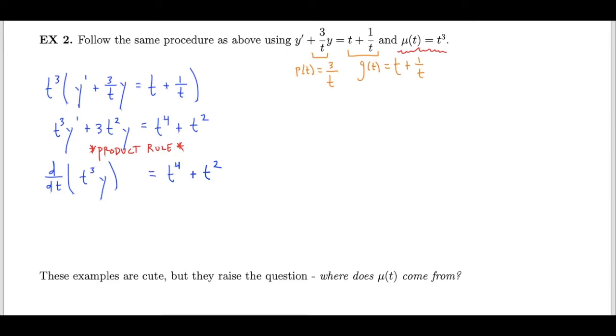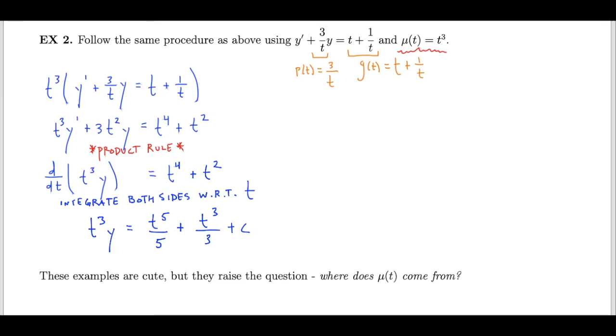Next, as we saw in the previous example, I'll integrate both sides with respect to t. Here I've gone ahead and just evaluated both of the integrals. On the left, we said that the integral with respect to t will cancel this derivative with respect to t. So I'll just be left with t cubed times y. And on the right-hand side, it was a relatively straightforward integral. If I'm just integrating t to the fourth plus t squared, I can integrate that directly.